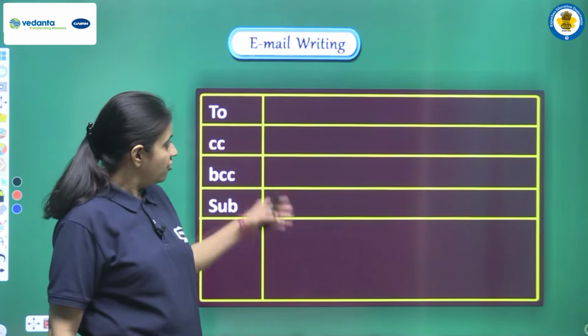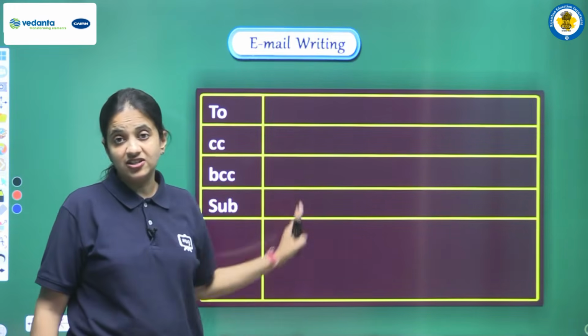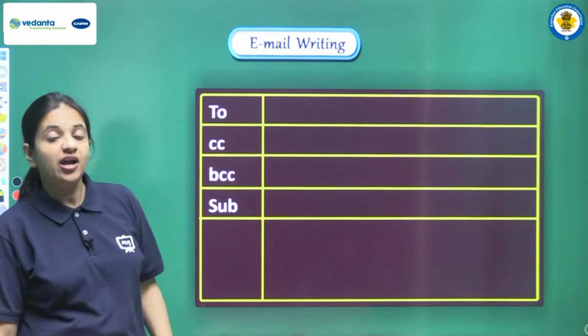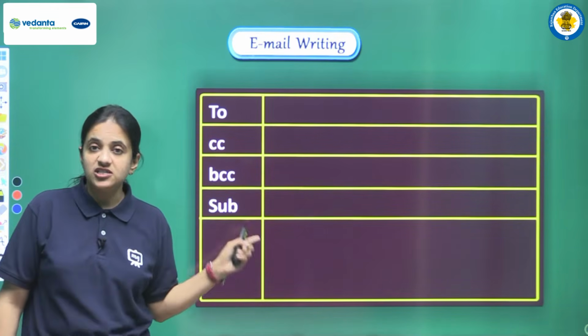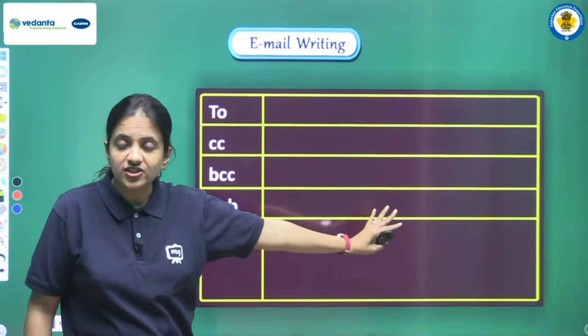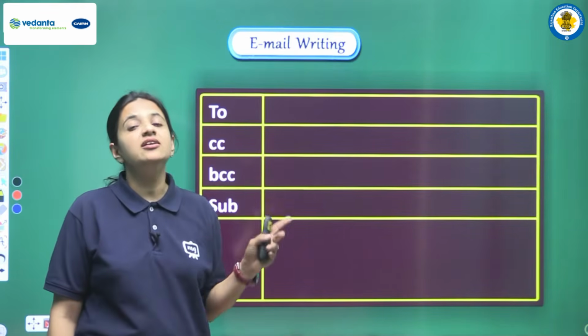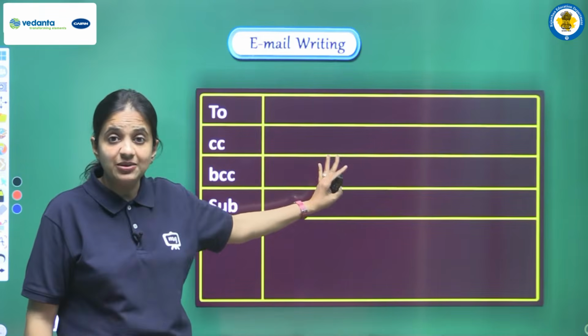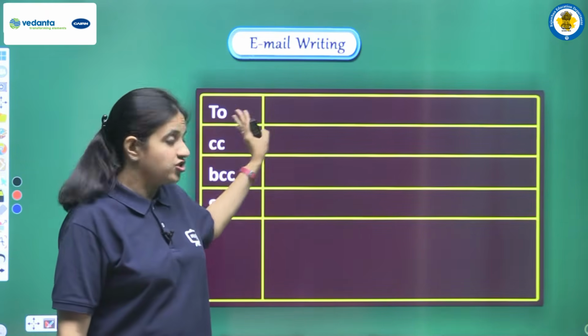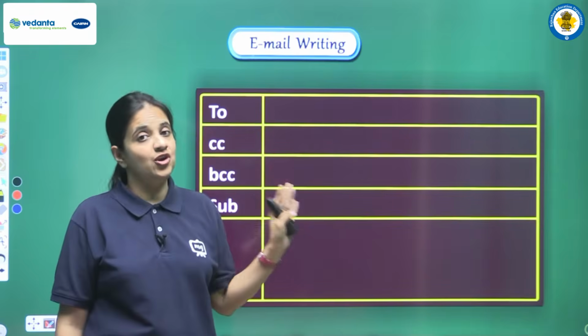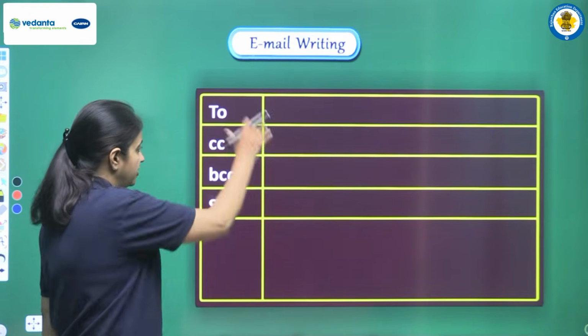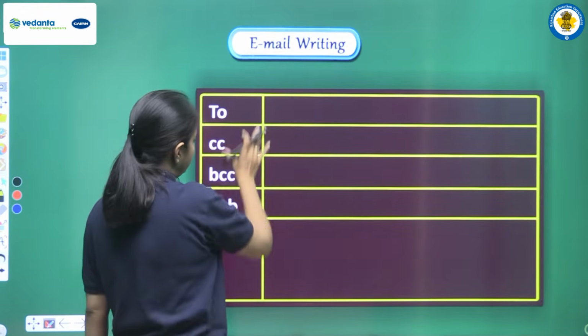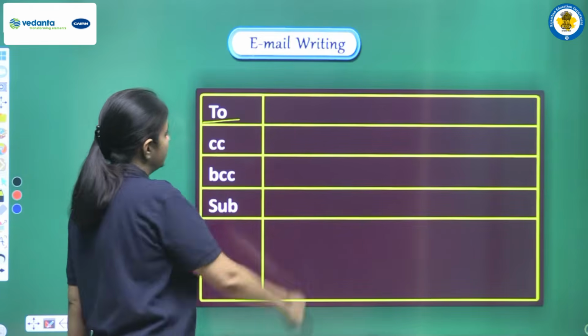So students, first of all we have the basic structure of the email. Now you have to listen carefully, because you have to draw the same structure in your examination when you write one email. So this structure should be very clear in your mind. Here you can see that we have these columns. The first one is To.